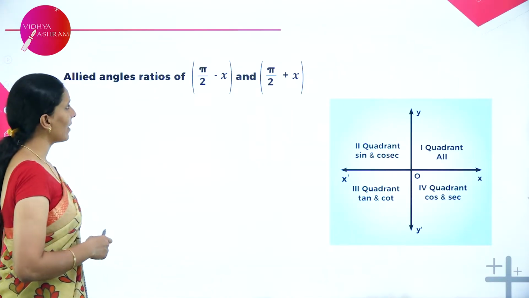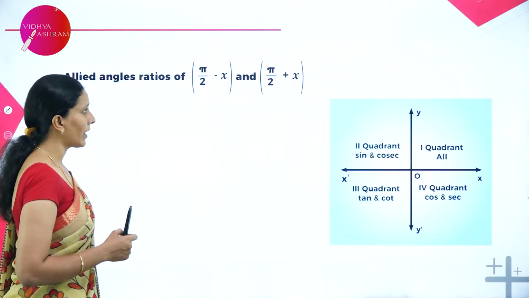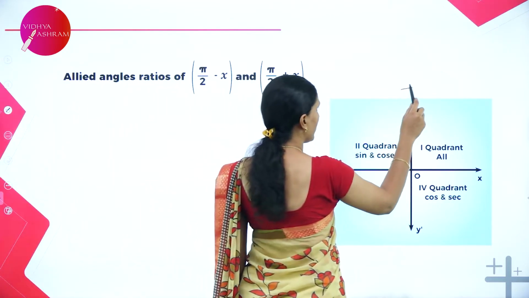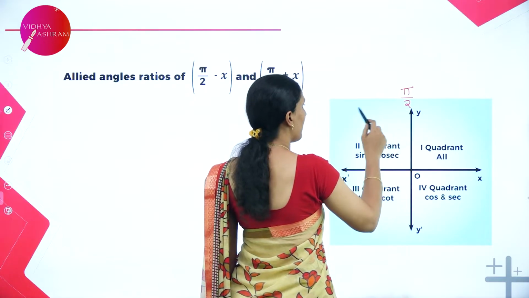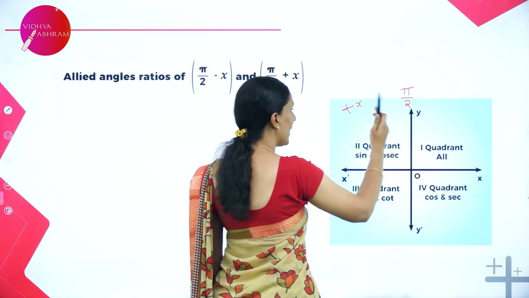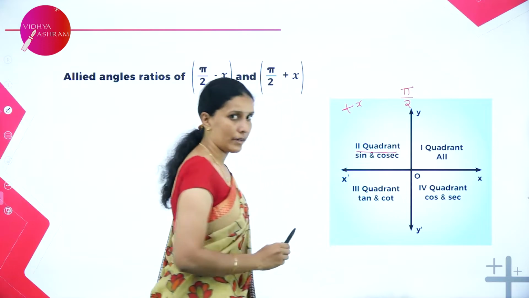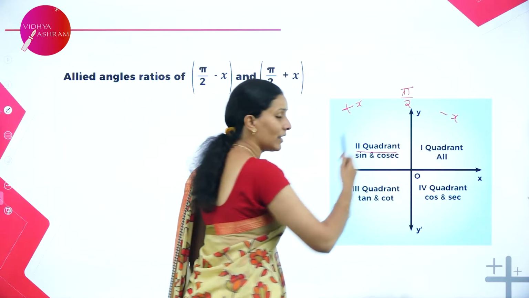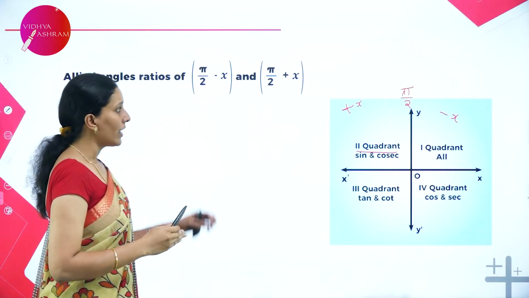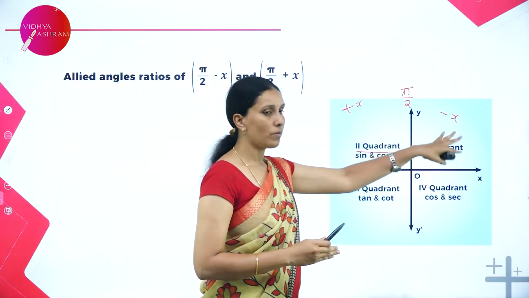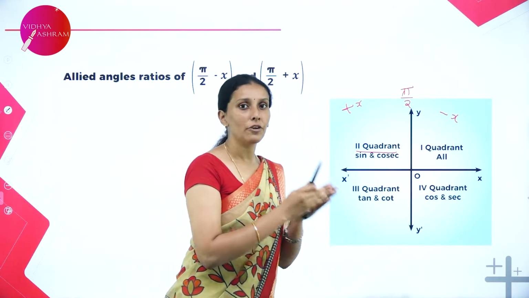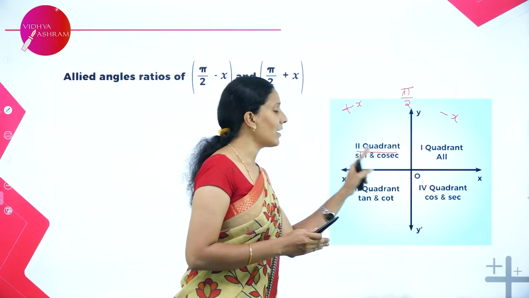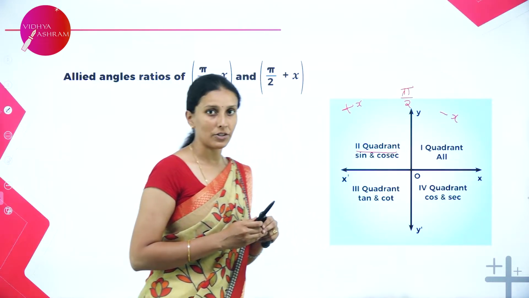Now the allied angle ratios of pi by 2 minus x and pi by 2 plus x. We know that here is our pi by 2. When I say pi by 2 plus x, the angle lies in the second quadrant. When I say pi by 2 minus x, the angle lies in the first quadrant. Therefore any angle of the form pi by 2 minus x will have positive value only. But for pi by 2 plus x, except sine and cosecant, all are negative.